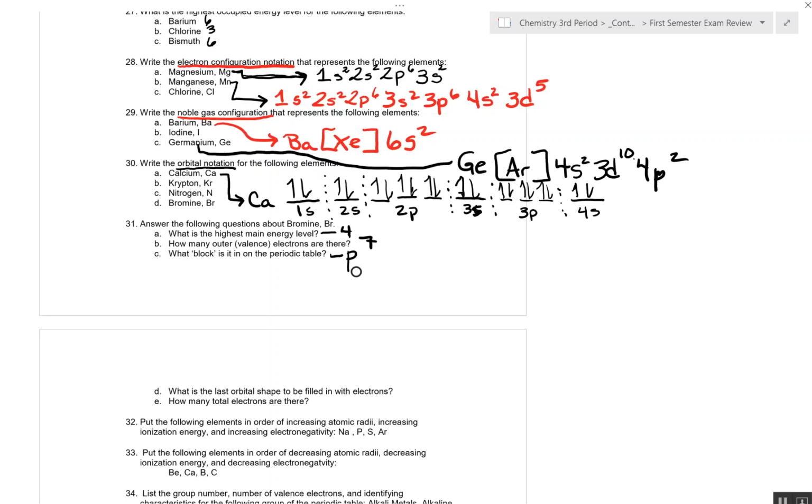Okay, guys. Now, what's the last orbital shape to be filled with electrons? That was a D, because you had to go across the D to get to the P's, and the D was totally filled up. How many total electrons are there in bromine? There is a number on your table that will help you with that. 35, because it's a neutral atom.